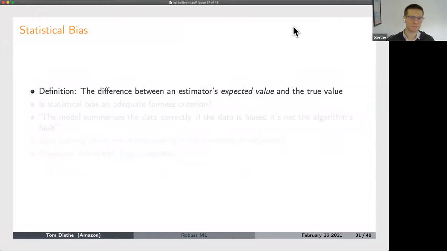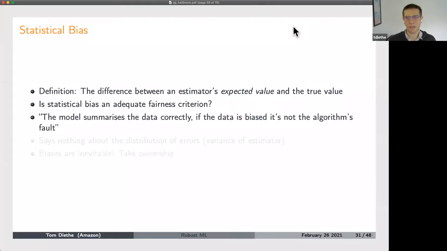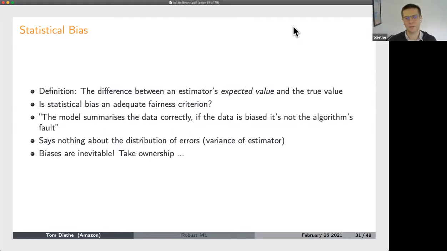I'll just speak about one definition here just to make this concrete. We can think about statistical bias. That might be the difference between the expected value of an estimate and its true value. Is that a good enough criterion? This comes into the idea of, okay, my model was just trained on the data, my model doesn't have any bias in it. But this isn't good enough, really, because as an owner of an ML system, you have to take ownership here.